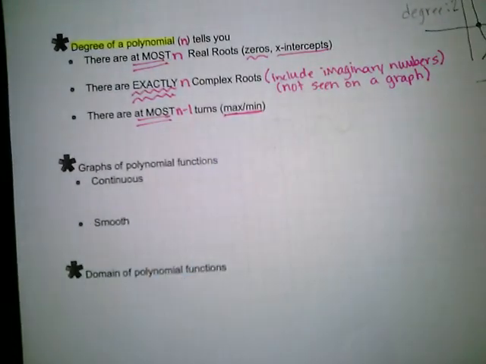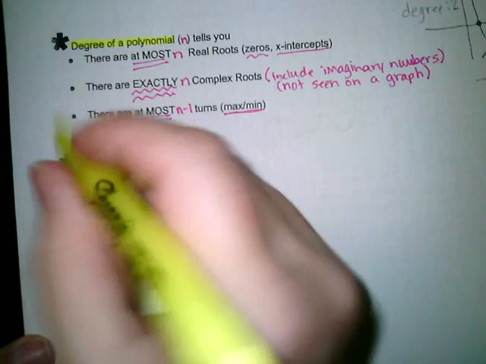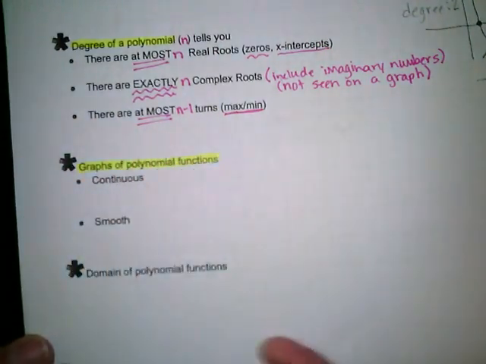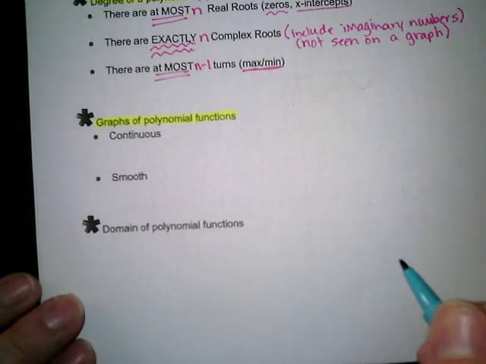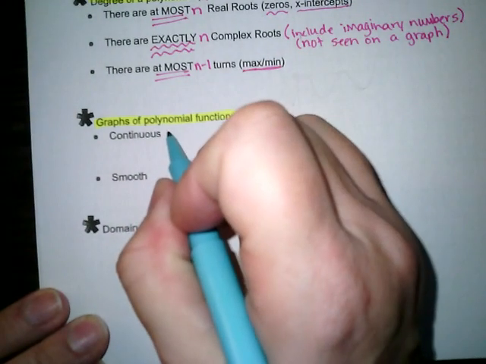Graphs of polynomial functions, they are nice. They are continuous. Continuous means, for lack of a math description, if we just wanted to describe it in general words, that you can trace your pencil from one end to the other without picking it up.